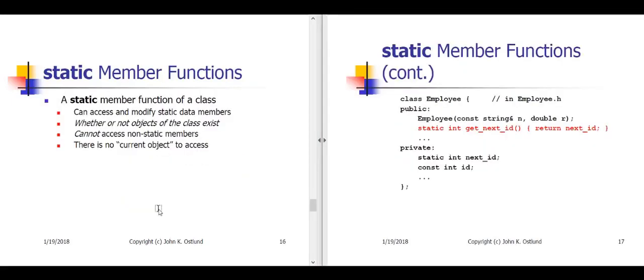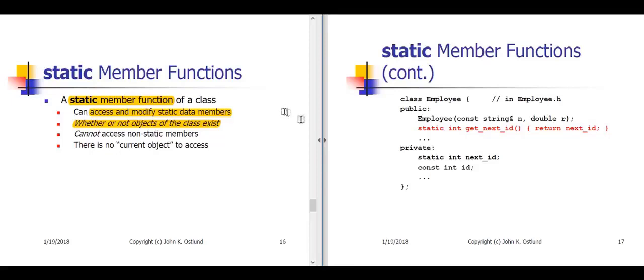Our final use of the keyword static here in Lecture 6 is for static member functions of a class. A static member function can access and modify any static data members that are defined for that class, and in fact this is going to be true even when no objects of that class currently exist.